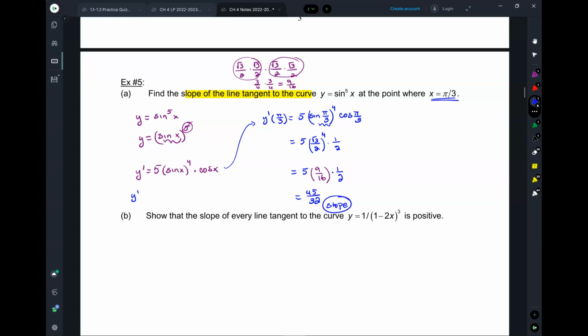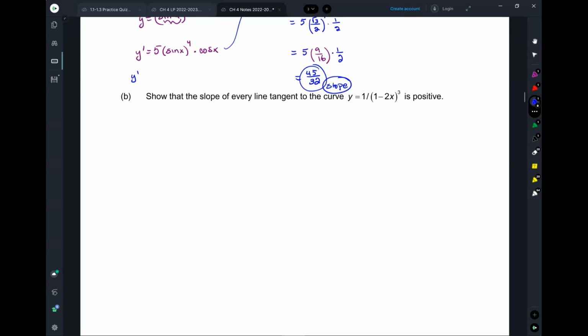Now I need a point. How am I going to find the point? Well, it's y. Oh, no, I don't need that. I just need the slope. There it is. That's the slope. Okay, I don't need the equation of the line.